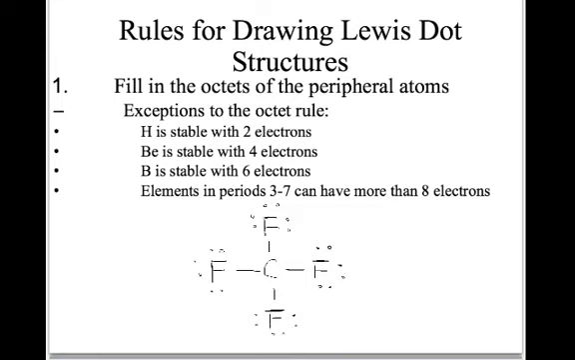So here we can see that each fluorine is stable because it has 8 valence electrons, and the carbon has 8 also because of the bonds that it has to the fluorines. So whenever there is a bond, the bond represents 2 electrons that are shared between the 2 elements that are connected by the bond.